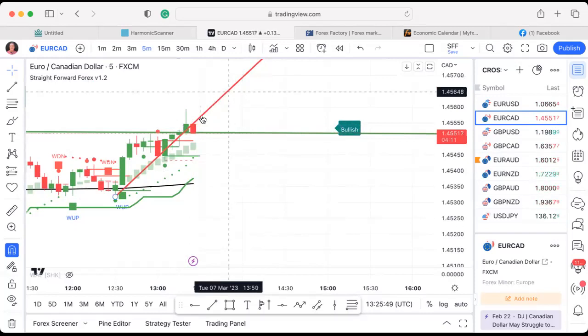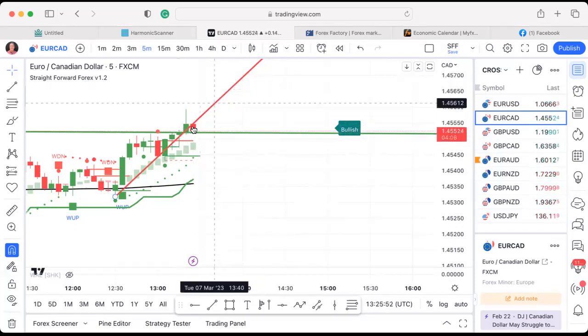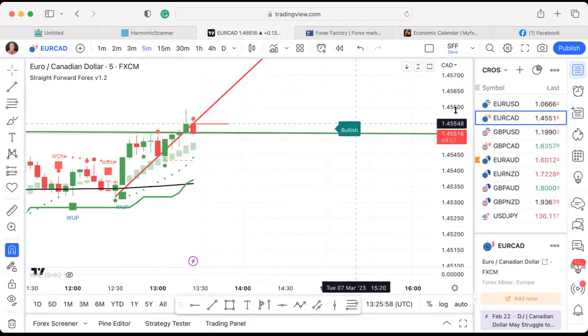This is providing some resistance to price. Price might bounce off that. So again, I'm not going to get in.